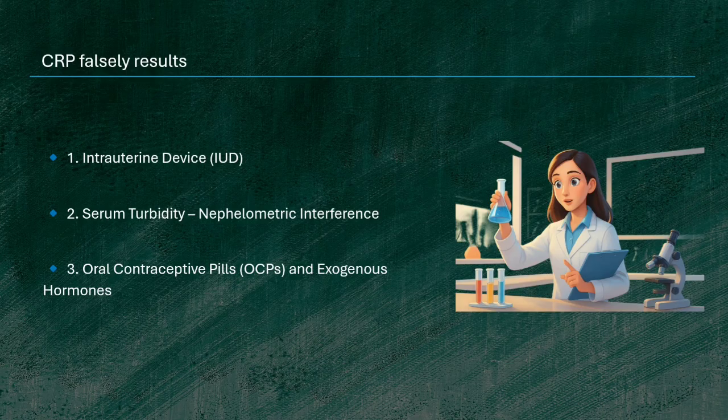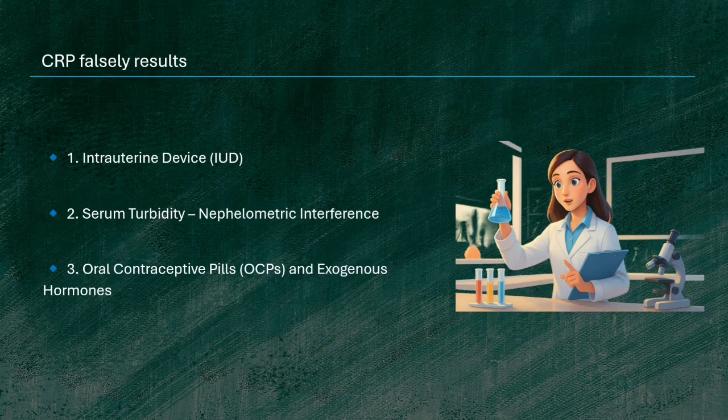Teaching point. Always consider IUD use when interpreting CRP in women of reproductive age. Ask about contraceptive history. 2. Serum turbidity, nephelometric interference. Nephelometry is a common method for CRP quantification based on light scattering by antigen-antibody complexes.